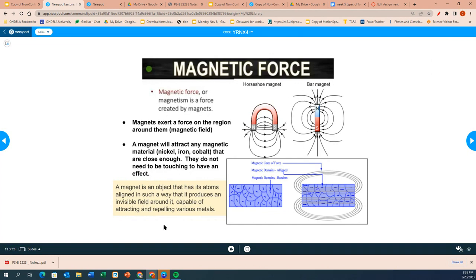A magnet is an object that has atoms aligned in such a way that it produces invisible fields around them. So these magnetic domains are random, and sometimes you can take a magnet and pass another magnet over, and then you'll align these magnetic fields, and they'll become magnetized. Sometimes you can drop a magnet and lose that alignment, and then they become random again, and they're not magnetic anymore.